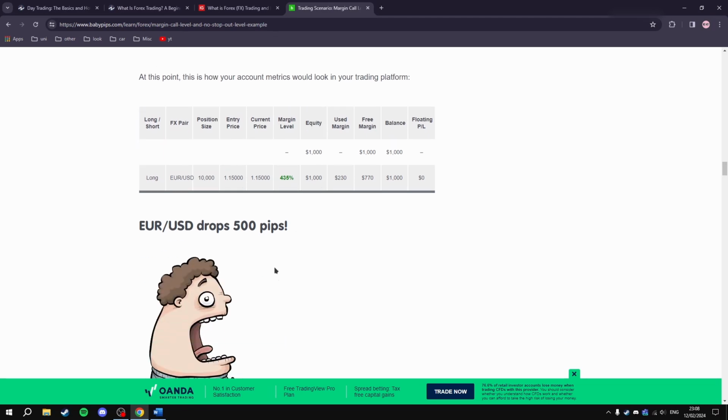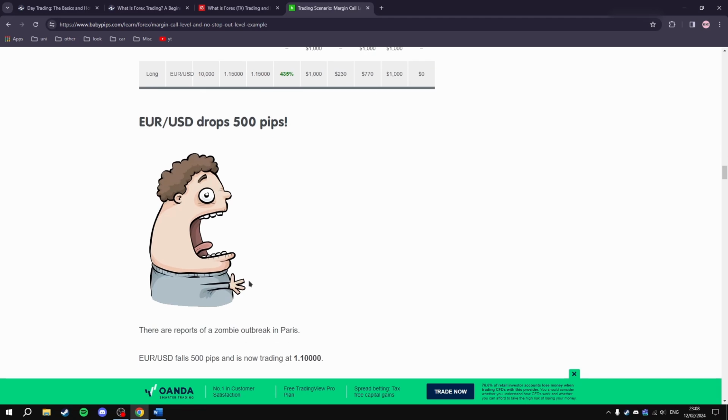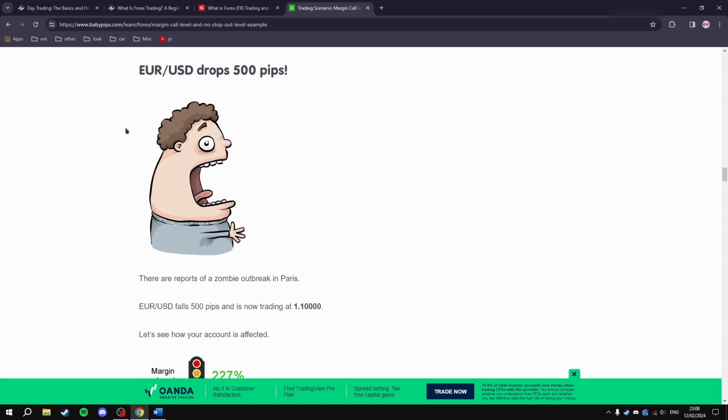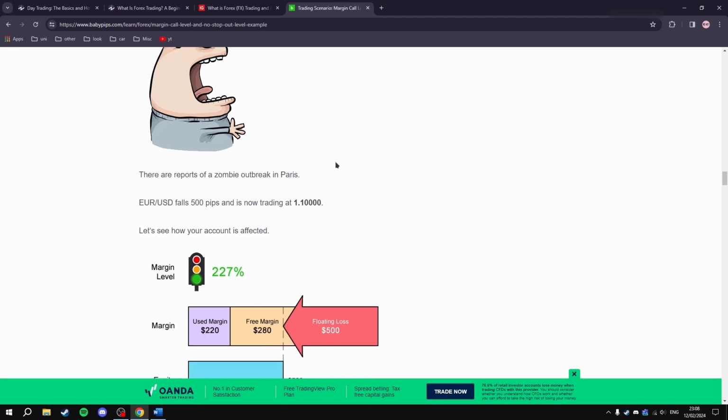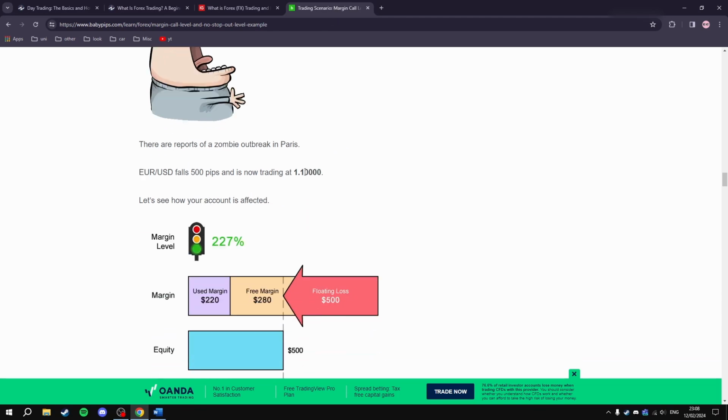EUR/USD drops 500 pips. There are reports of a zombie outbreak in Paris. EUR/USD falls 500 pips and is now trading at 1.1. Let's see how your account is affected.